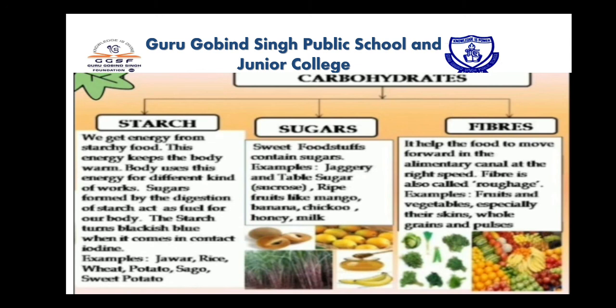The next one is sugars. Sweet foodstuff contain sugar. Examples are jaggery, table sugar, ripe fruits like mango, banana, chiku, honey, milk. The next constituent or next type of carbohydrate is fiber. It helps the food to move forward in the alimentary canal at the right speed. Fiber is also called roughage. Examples of fiber are fruits and vegetables, especially their skin, whole grains and pulses.